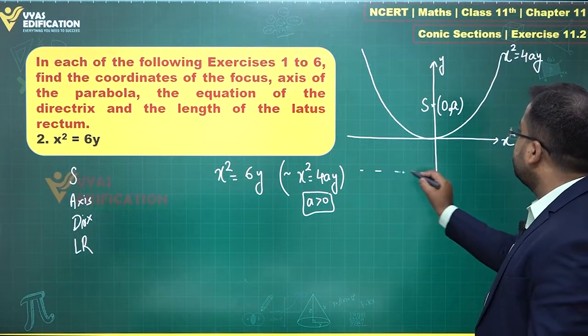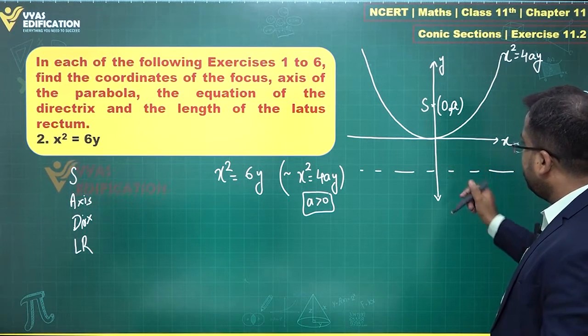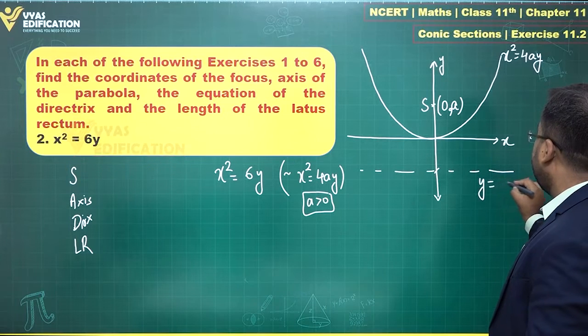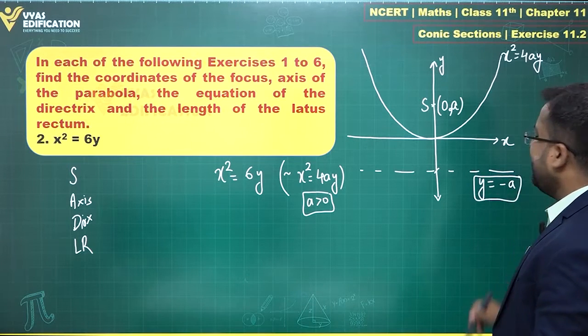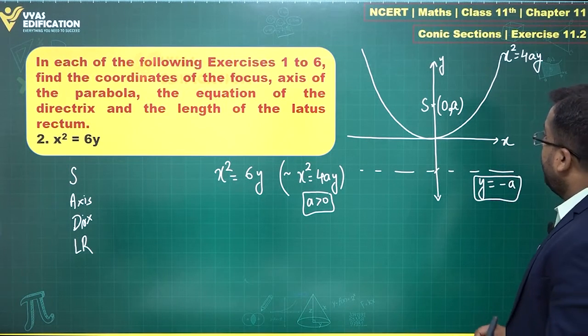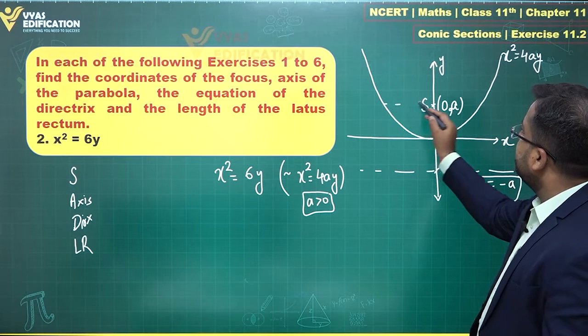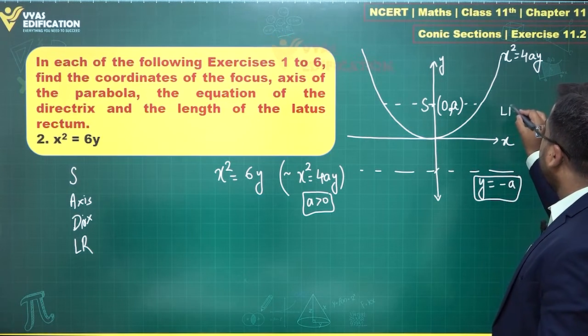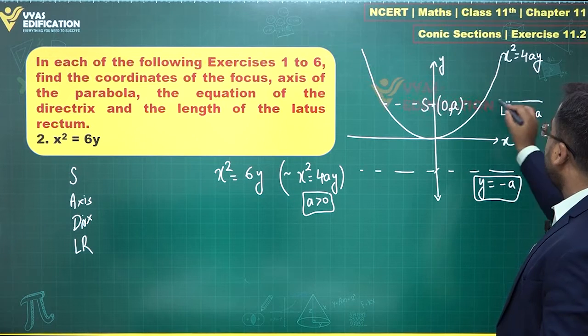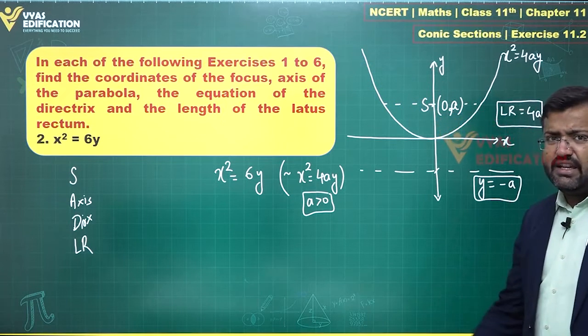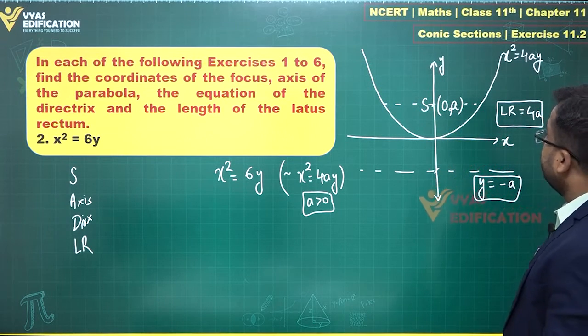The directrix will be this line over here, which will be a unit below this. This is y equals minus a. That's the directrix, right? What else? Latus rectum is pretty simple. Latus rectum here will again be 4a. Once you find a, finding the latus rectum is not at all difficult.